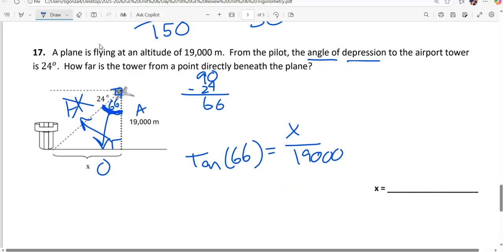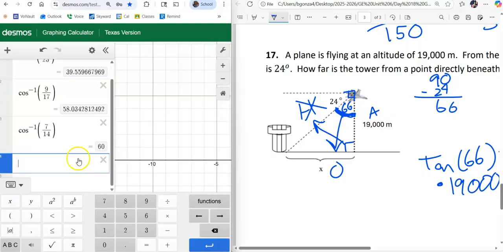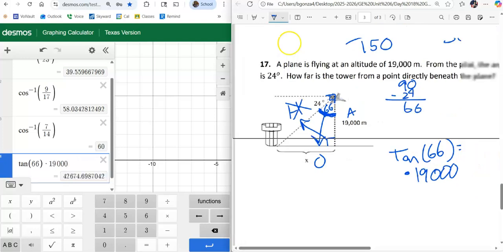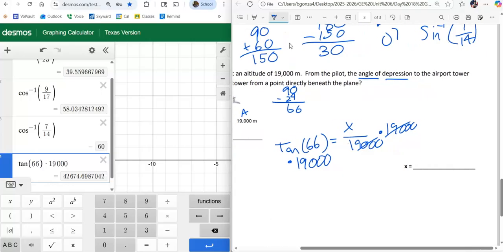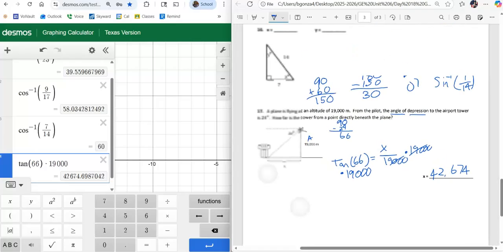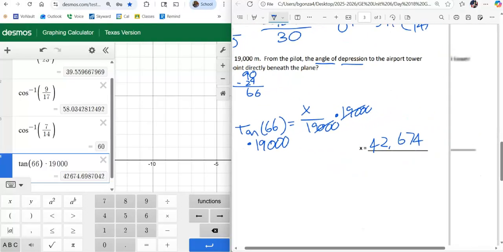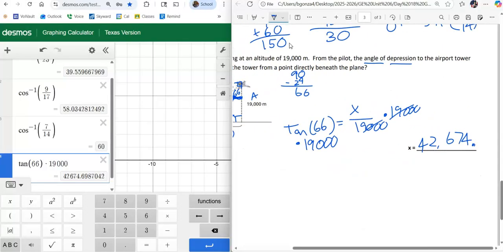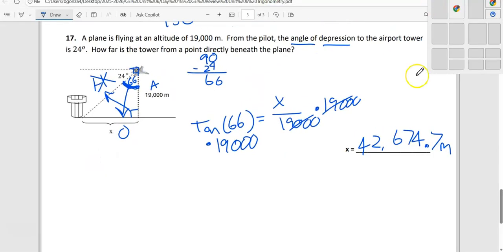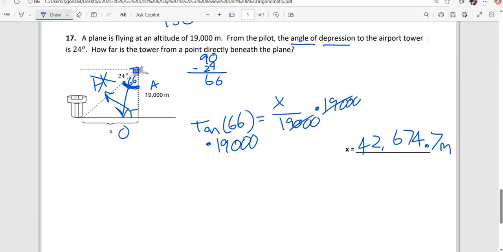Switcheroo, not switcheroo, my bad. Times 19,000. So tan 66 times 19,000. And that'll give you your answer, which is huge. It's 42,674.0.7. And then what is it? Meters. So that's your review. You need to know how to do everything here, study it, be ready for the test.